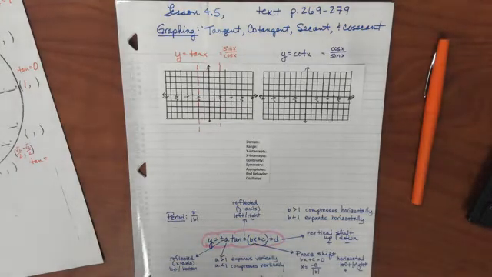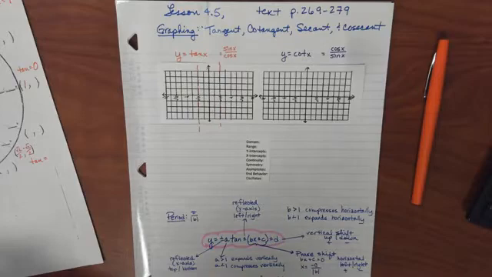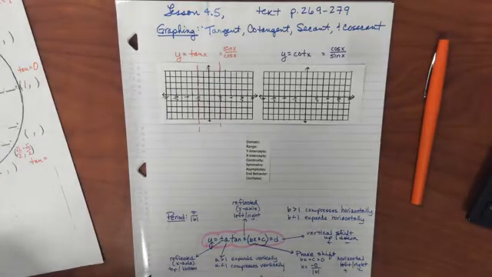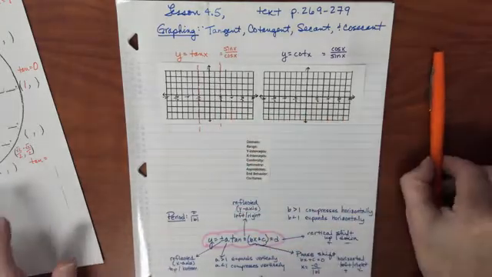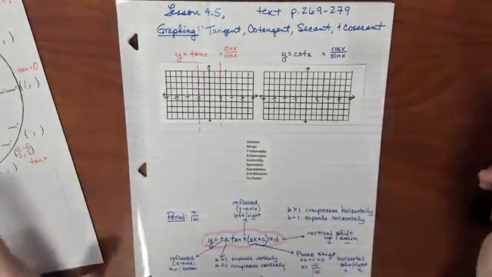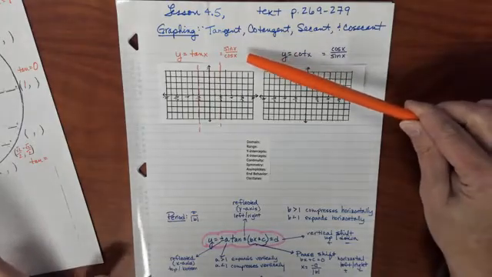Welcome to video 4.5. This one will graph tangents and cotangents, secants and cosecants. And it all goes back to the unit circle, and then we're going to put it on the linear graph. We're going to start first with tangent. I need you to remember that tangent is sine over cosine.